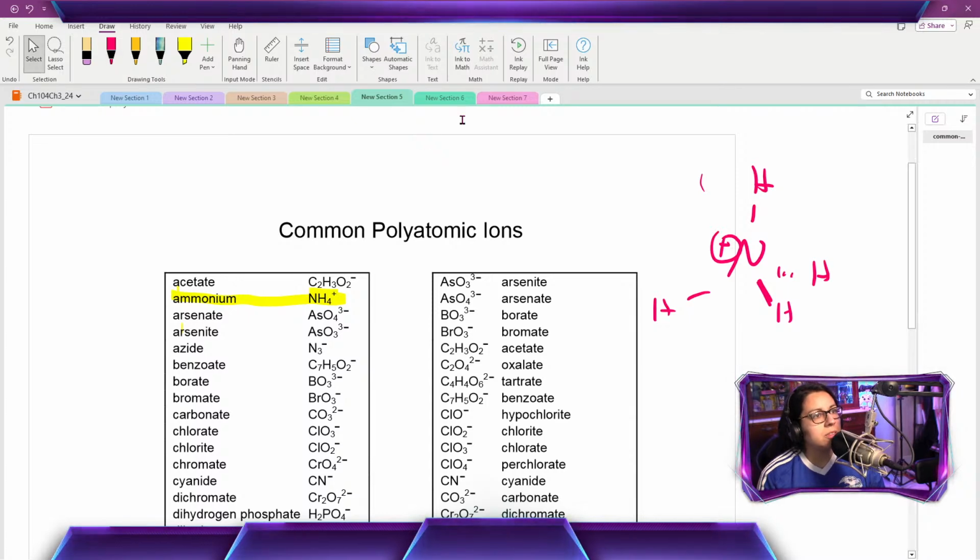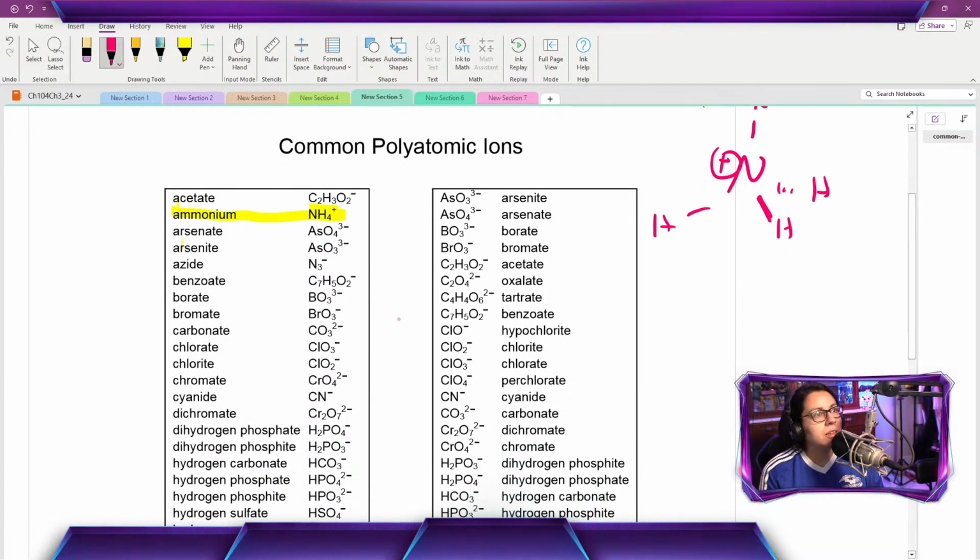Let's see what else is common. You might see acetates. Oh, the problem with acetate is it can be written in various ways as well. So acetate, let's draw out what it is since it's kind of important.